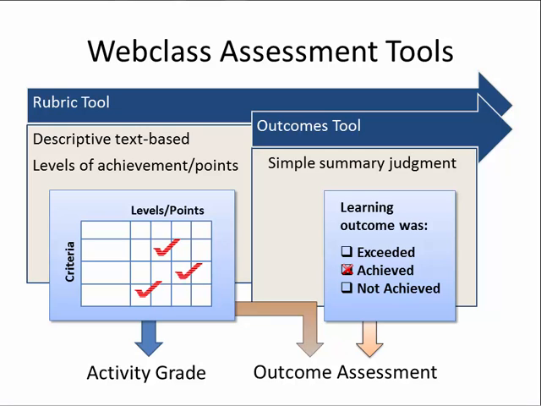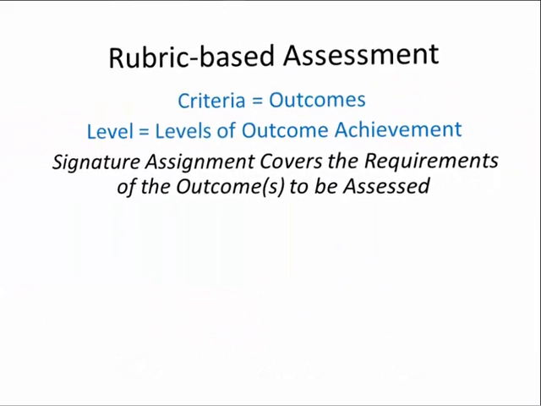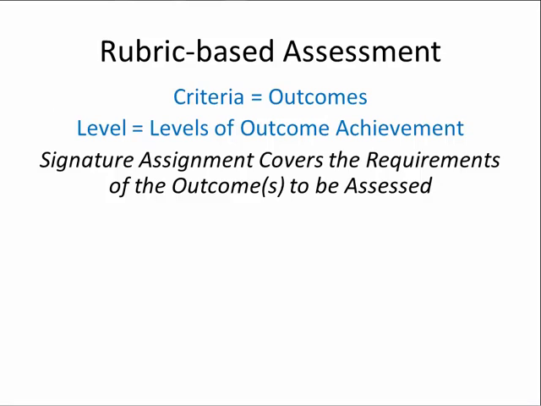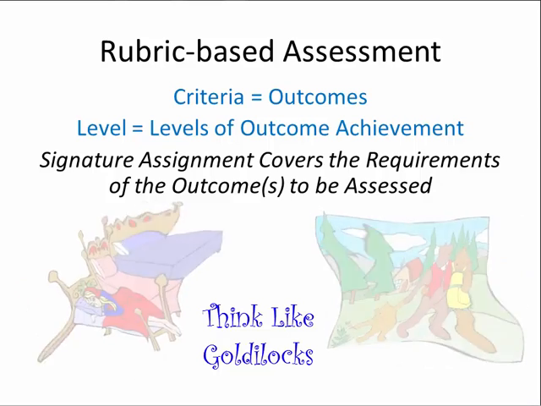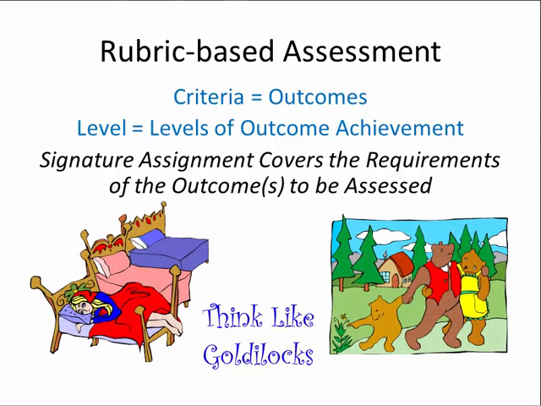As its name implies, its primary use is for outcome measurement, not grading. Let's look at the use of both of these tools in assessment a bit more closely. Using rubrics to assess student work is typically done by setting up the horizontal criteria as outcomes and the vertical levels as levels of outcome achievement. These levels of achievement do not have to be that granular. A simple exceeded, achieved, or did not achieve set of levels can be sufficient.